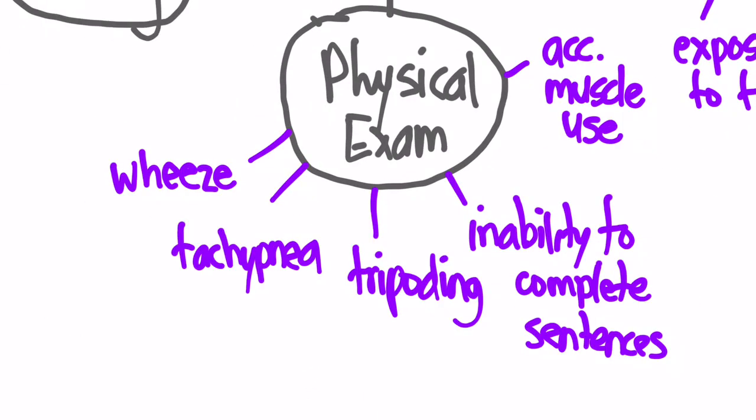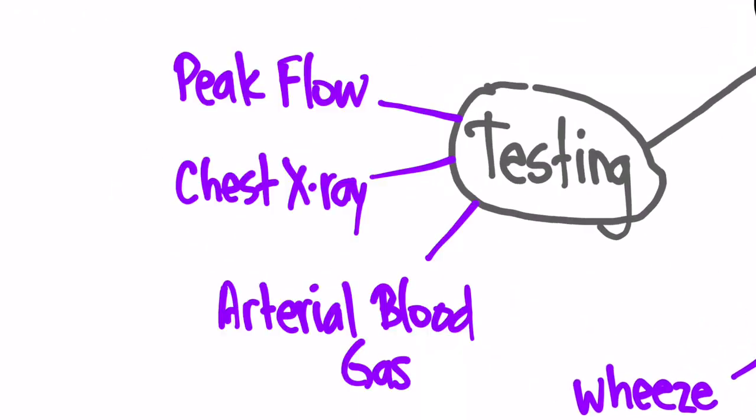On exam, I would be, of course, listening for wheezing. I might expect to see tachypnea or a fast respiratory rate. Sometimes we see them tripoding, in particular when they're trying to get extra air into their lungs. An inability to complete sentences often tells me about how severe their asthma attack is, and accessory muscle use. And is there anything that you would look for on testing?